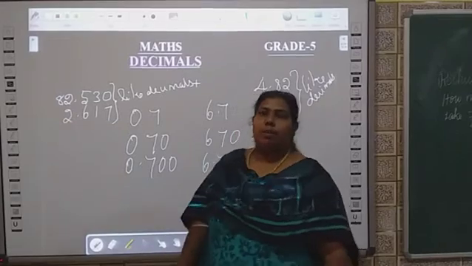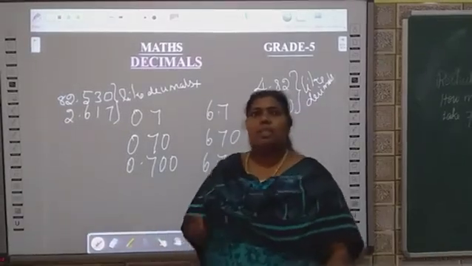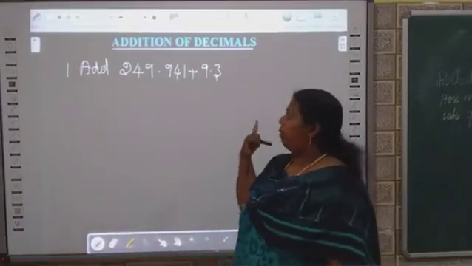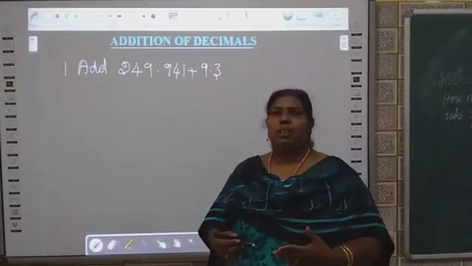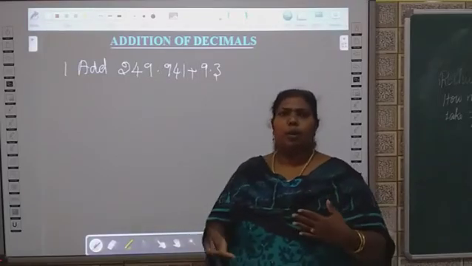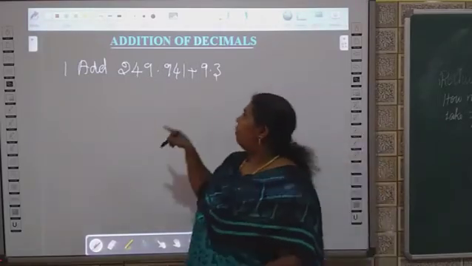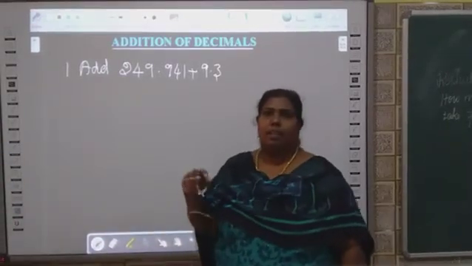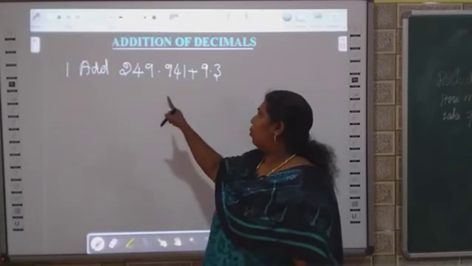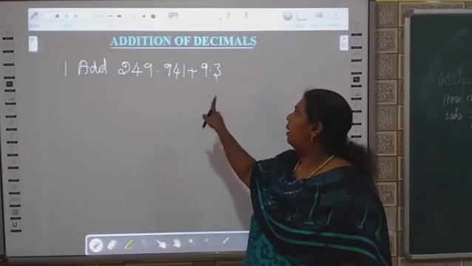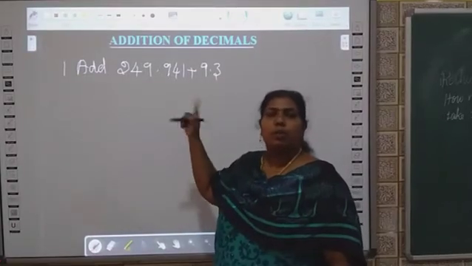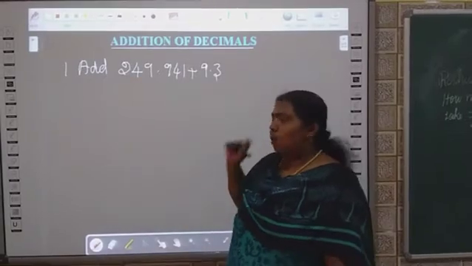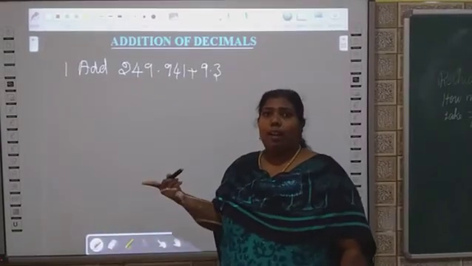Right? Now you know equivalent decimals, like decimals and unlike decimals, isn't it? Now we are going to discuss addition of decimals. Similar to addition of whole numbers. You know how to add whole numbers, isn't it? First, what do we have to do? You have to check whether these two decimals are like or unlike decimals. So check here: 249.941 and 9.3. Are these two decimals like or unlike? Unlike decimals, isn't it? So we have to convert them to like decimals.